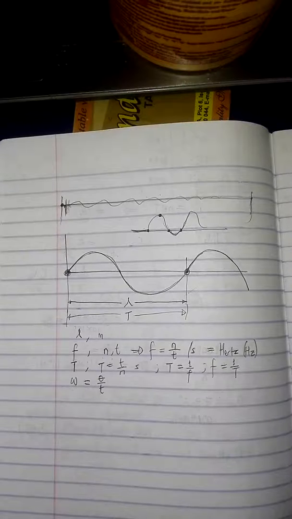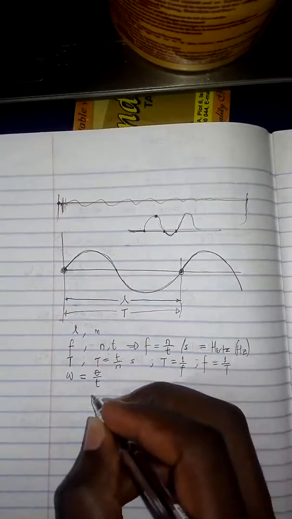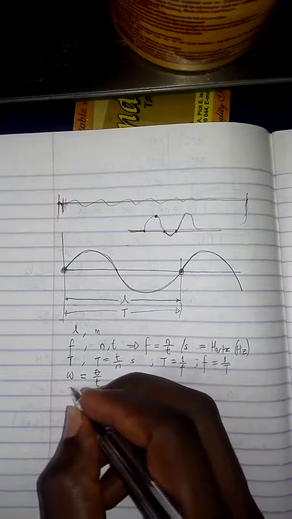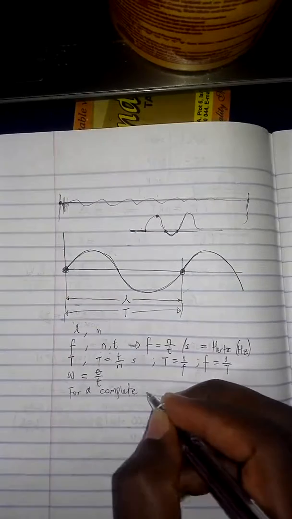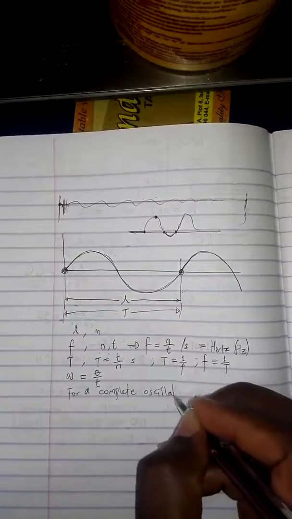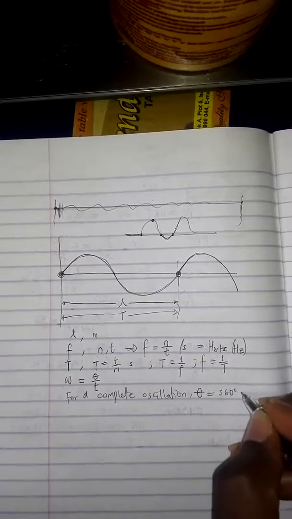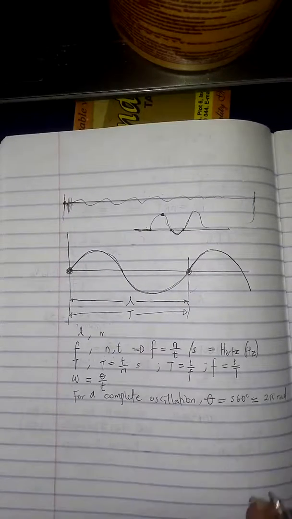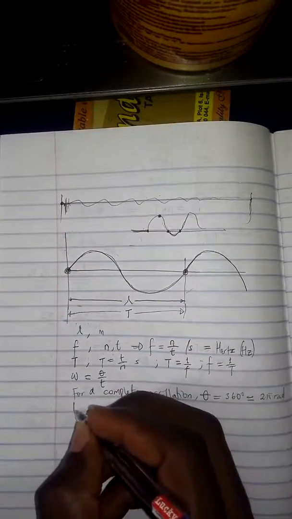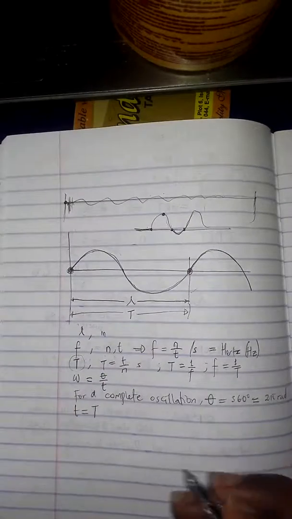So from here, for a complete oscillation, you know what theta would be. For a complete oscillation, theta is definitely equal to 360 degrees, and 360 degrees is 2 pi radians. We just explained that. And t, the time taken to complete one oscillation, is the period. You can remember that here. Period was defined as the time taken to complete one oscillation.